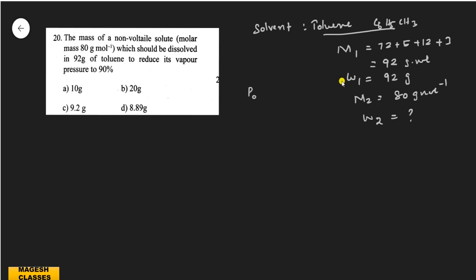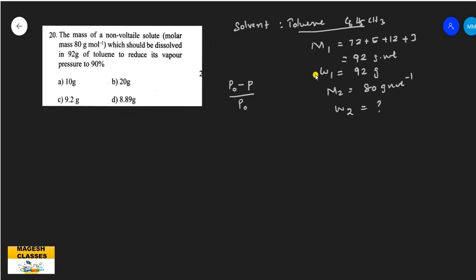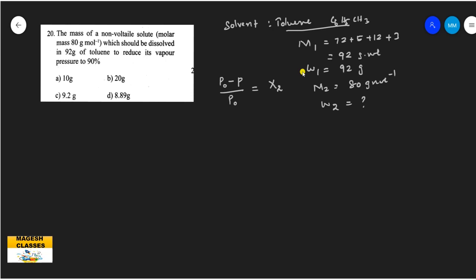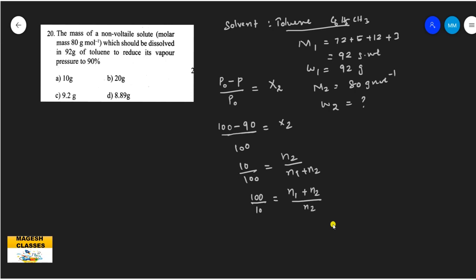And the relative lowering of vapor pressure is given. That is P naught, the vapor pressure of the solvent, minus the vapor pressure of the solution, upon the vapor pressure of the solvent. It is said that relative lowering of vapor pressure is equal to the mole fraction of the solute. Here P naught is 100 minus 90 upon 100. So 100 by 10 is equal to N1 plus N2 by N2. So 10 is equal to N1 by N2 plus N2 by N2. It will be 10 is equal to N1 by N2 plus 1, or N1 by N2 is equal to 10 minus 1, this is equal to 9.